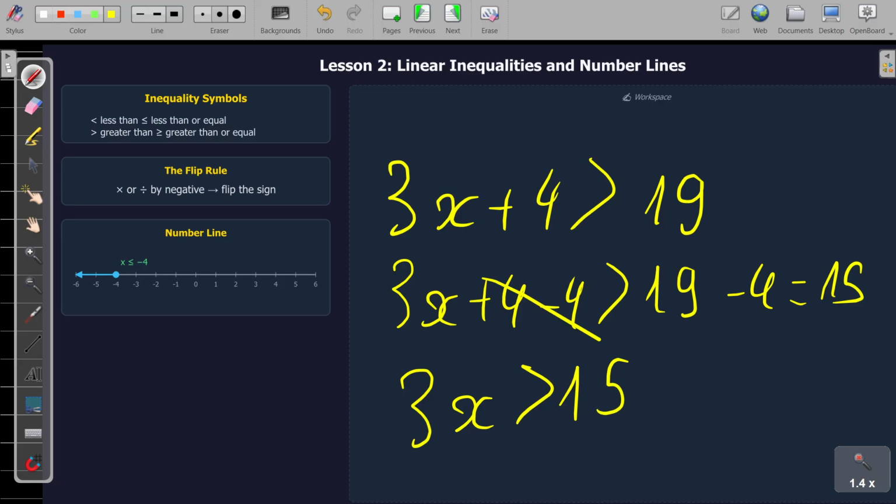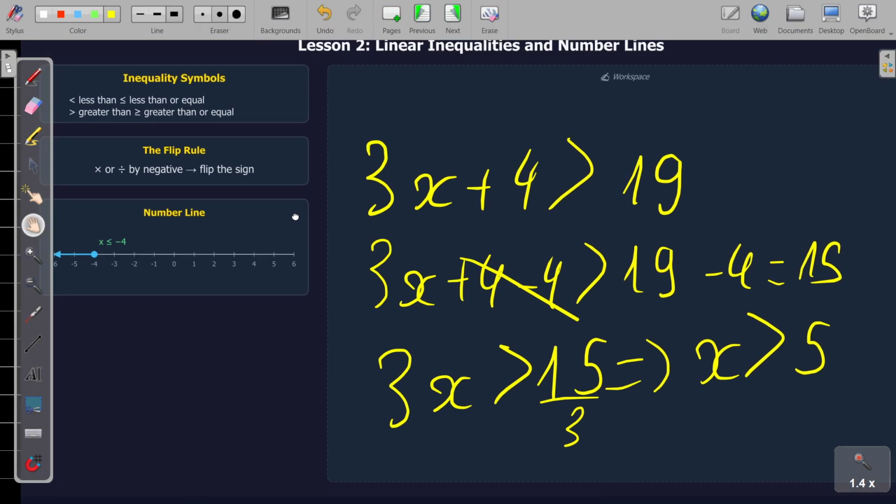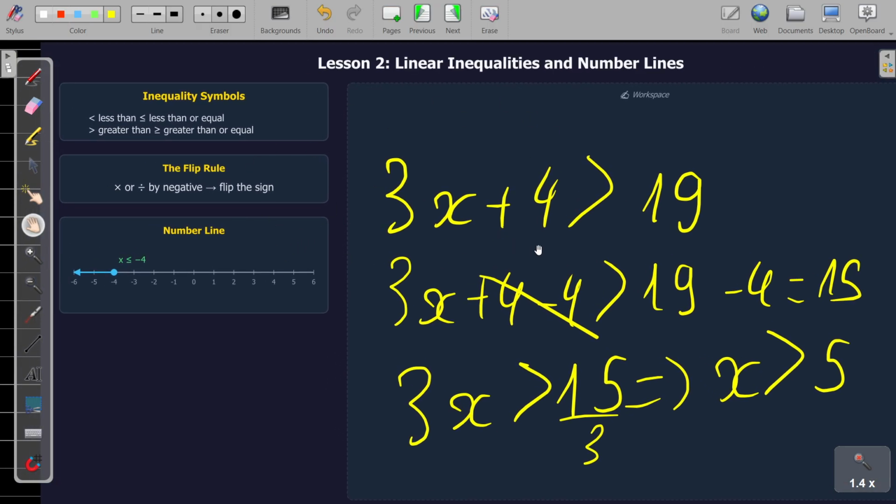And then we are going to divide both sides by 3. So we have x that's larger than 5, because 15 divided by 3 is going to be 5. So that's very simple, okay? That should be it for these linear inequalities.